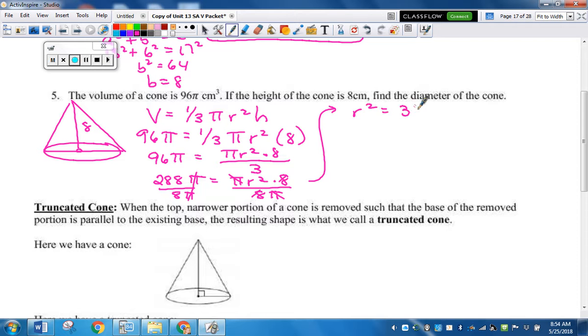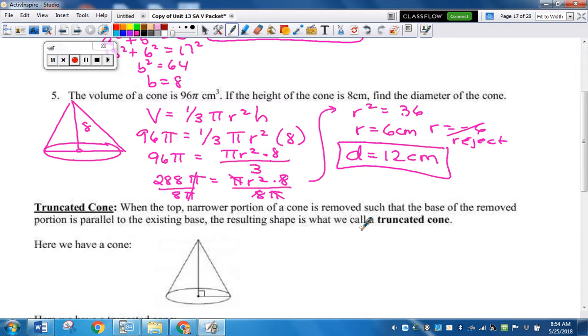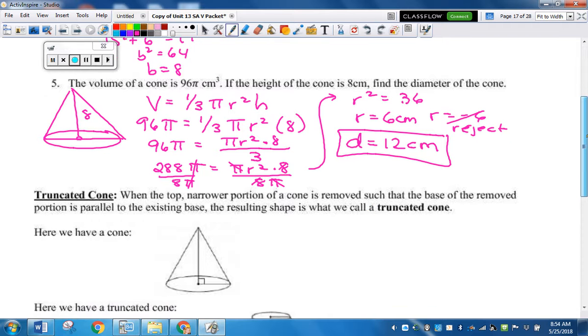So r squared equals 36. Okay, well there's two answers, there's 6 and there's negative 6, but clearly negative 6 doesn't make sense because it's a radius. So my radius would be 6. Oh, sorry, not what we're looking for. Radius is 6, but they actually asked us to find the diameter. So my radius is 6 centimeters, which makes my diameter 12 centimeters. Final answer, 12 centimeters. All right, so hopefully we're okay on this. This is pretty basic, plugging in for formulas based off what they're giving you.